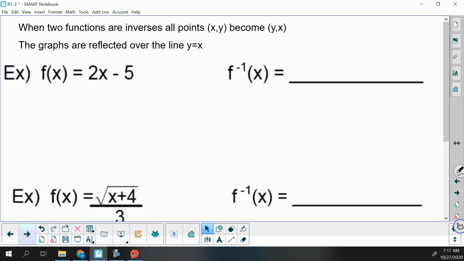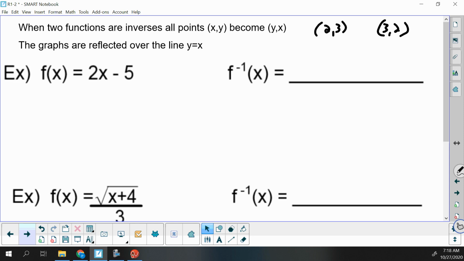And we're going to start out with inverses. So when you have two inverse functions, any point in the original just gets reversed. What I mean by that is if (2, 3) is in the original, in the inverse it becomes (3, 2). So they just get reversed.